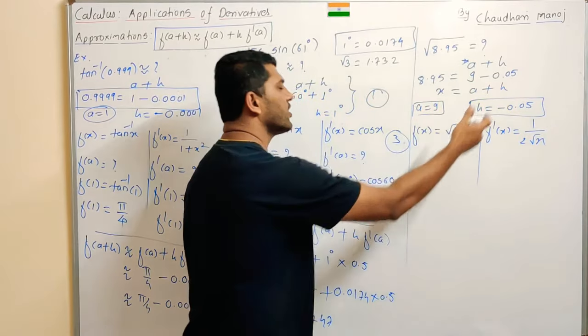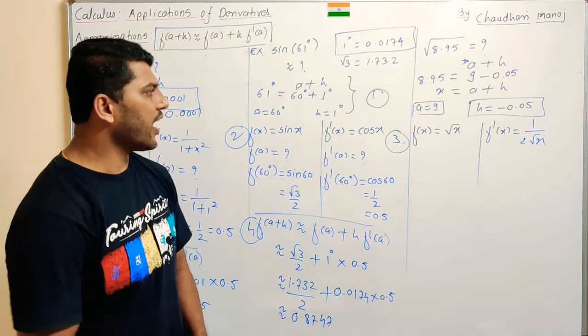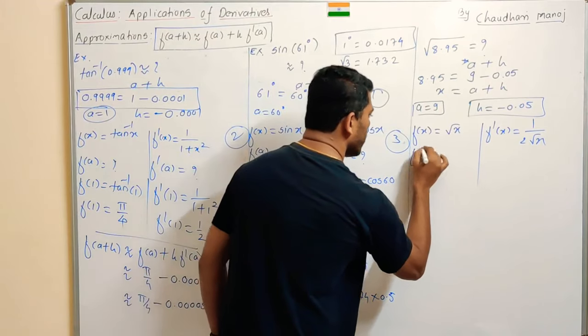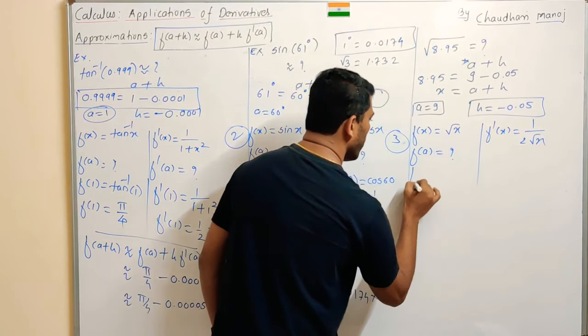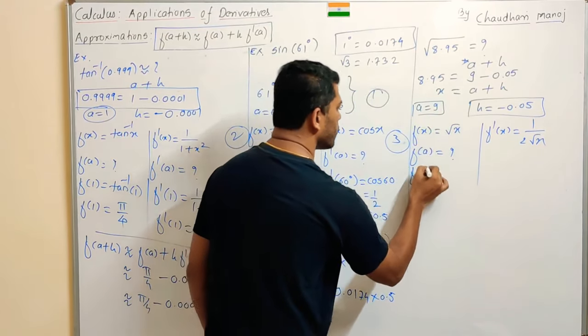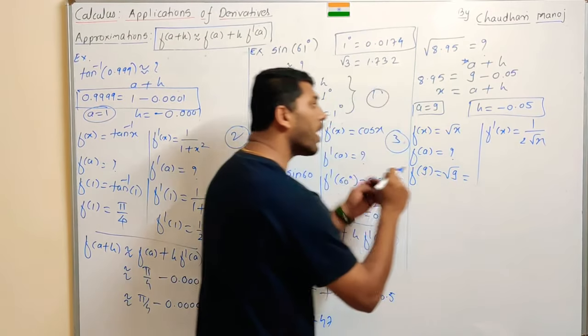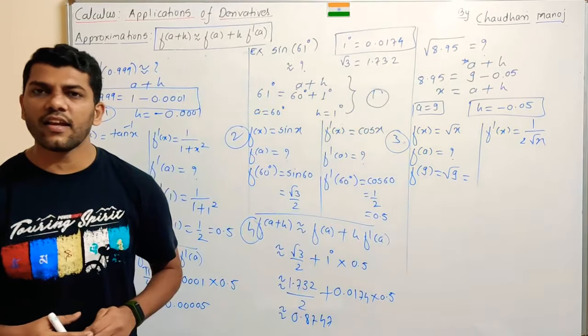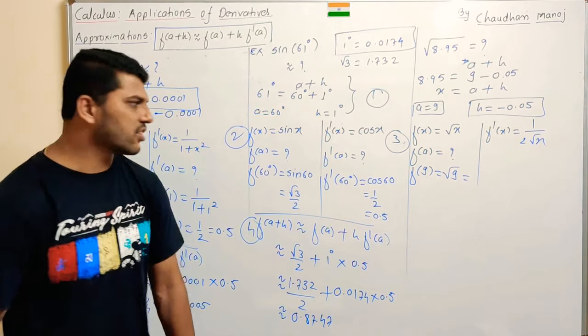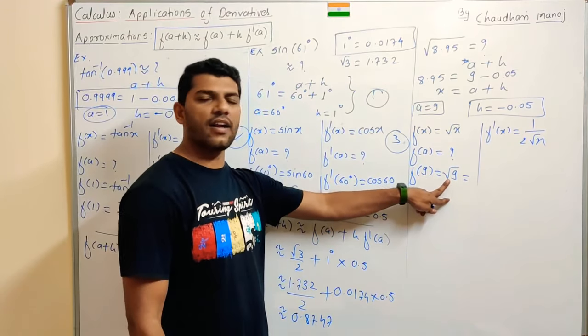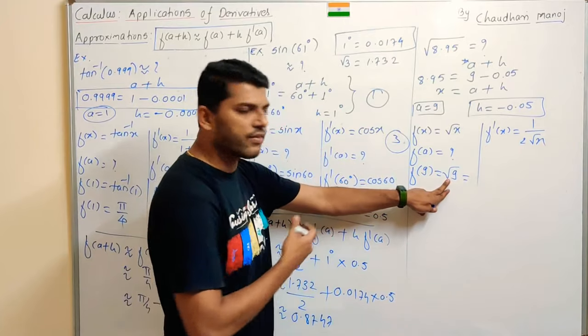So here I got h, here I got a, and let's define f of a. Finding f of a means substituting this value of 9 inside this function. And are you observing why I split this into 9 minus something? The reason is quite simple, and its answer lies somewhere here.